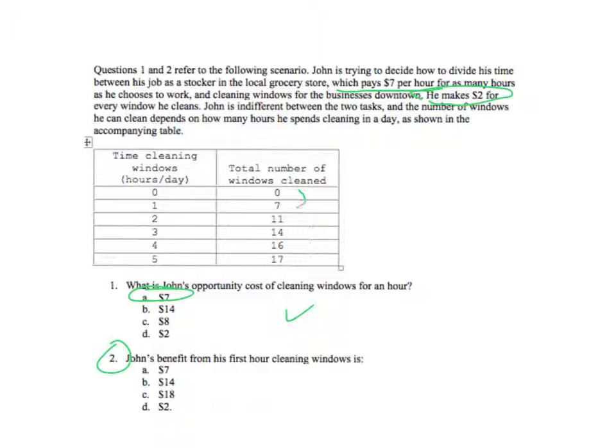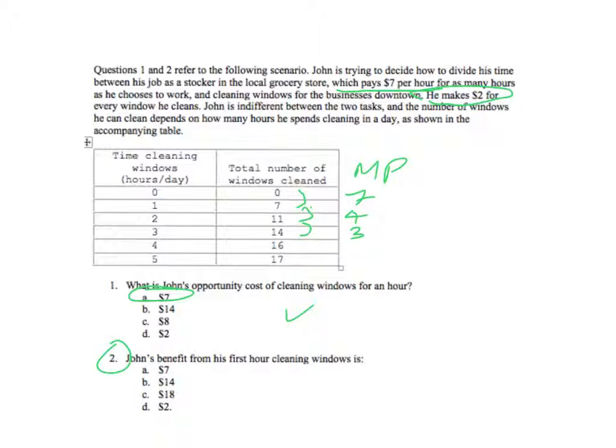Notice that in the first hour, the windows he cleaned went from 0 to 7. So we call that marginal product, the change in output divided by the change in units of labor. It's not relevant for this question, but for the first hour it's 7. For the second hour, the marginal product is 4. For the third hour spent, it's 3 more windows.